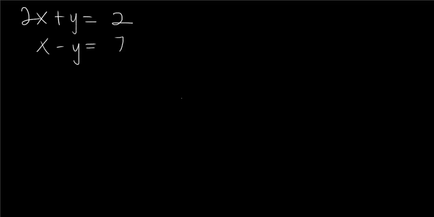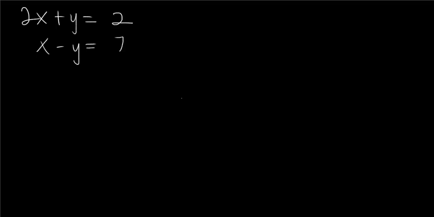Now, whenever we do elimination, you have to either eliminate x or y. Choose one of the variables to eliminate. In order for that variable to eliminate, you may have to multiply one of the equations or both of the equations by a number, so that the coefficients for the variable that you choose to eliminate are the same, but they have different signs. Like y, for instance, in the two equations that we're looking at.